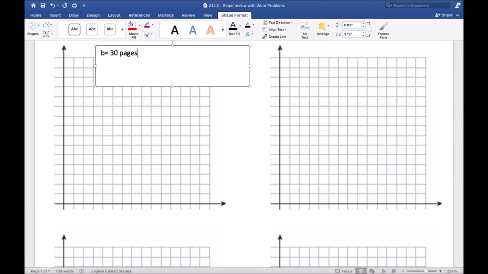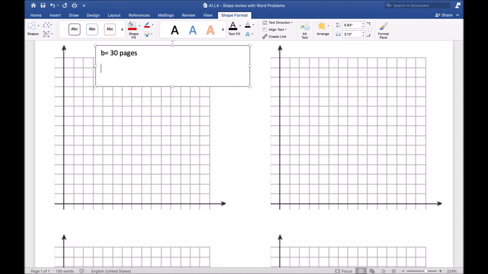Because it's a real world scenario, I need to know what it is that we're talking about. Are we talking about inches? Are we talking about elephants? Are we talking about feet? I need to know this information, so you need to make sure you've included it.